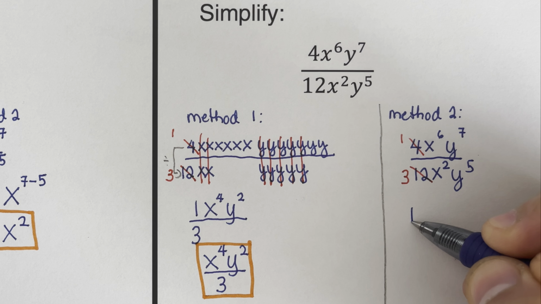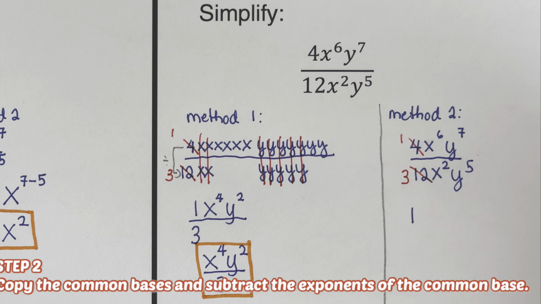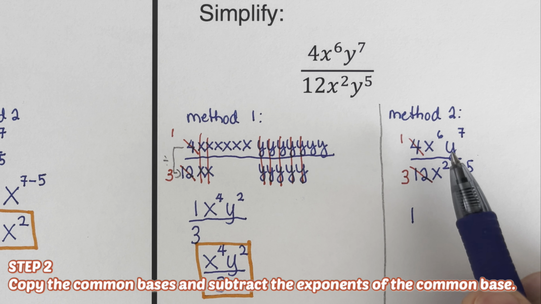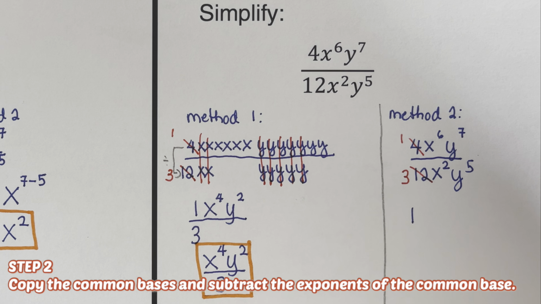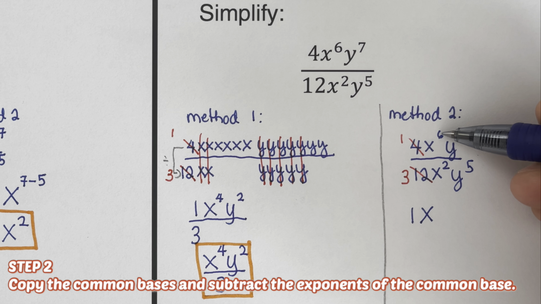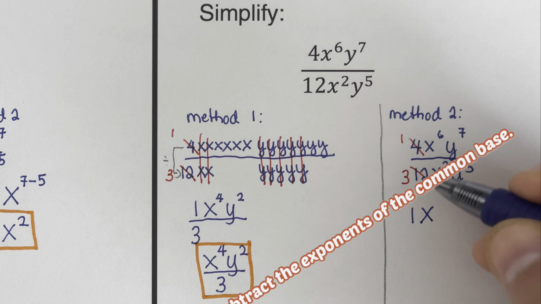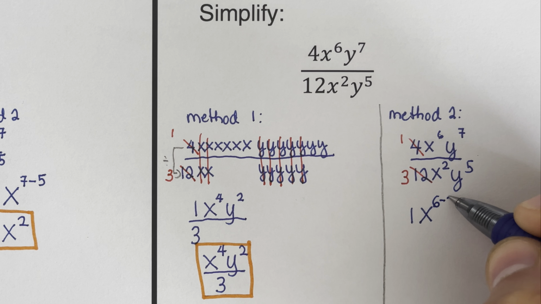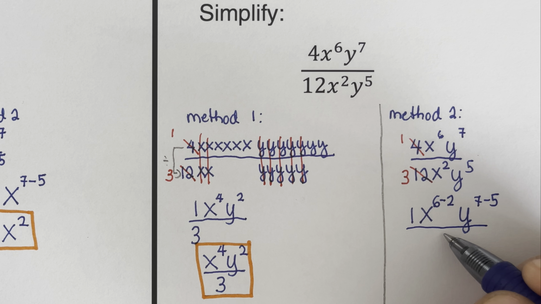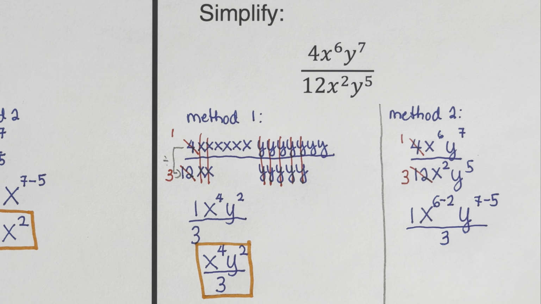And then the next step is to copy the common bases and subtract the exponents of the common base. The first common base are these two x's. So I can go ahead and write x, and then we subtract their exponents. That would be 6 minus 2. I'm just going to show the work here, 6 minus 2. And we also have another variable, which is y. That's the common base. And again, we subtract their exponents. That would be 7 minus 5. And this is over 3 at the bottom because we have 3 left over at the bottom.